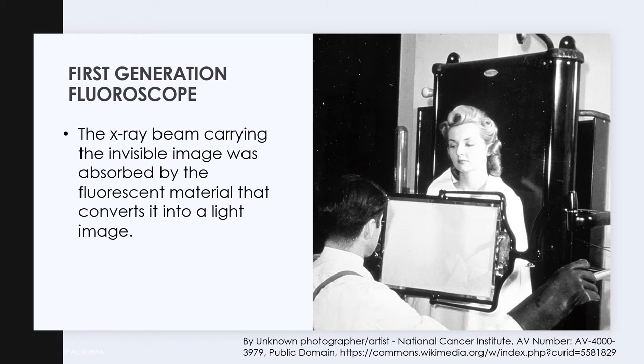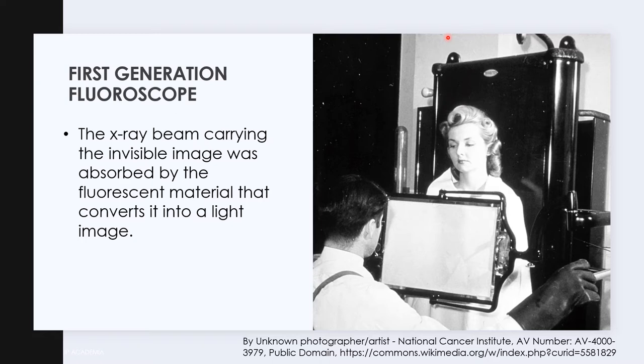The first generation fluoroscope uses a receptor of a flat fluorescent screen as shown here, which is intercepted by the X-ray beam as it emerges from the patient's body. The reason we call this fluoroscopy is because of the fluorescent screen receptor that converts the X-ray beam carrying the invisible image into a light image. Under normal operating conditions, the image had a relatively low brightness level.